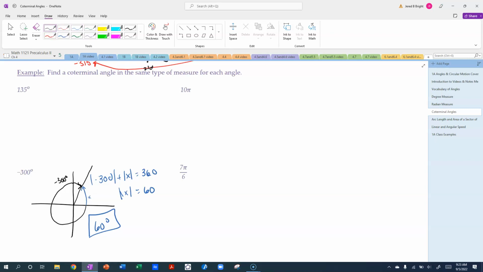Now 10 pi. I know this is 0, this is pi, this is pi over 2, this is 3 pi over 2, and then this would be 2 pi. Well, 10 pi seems like I hit 2 pi 5 times, and you would be correct. So you go once around, 2, 3, 4, 5 times around.